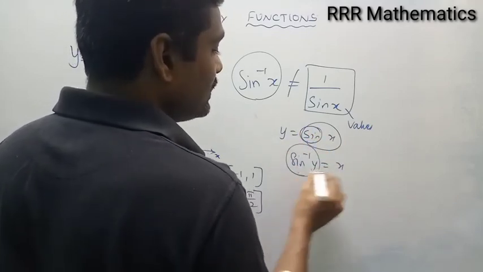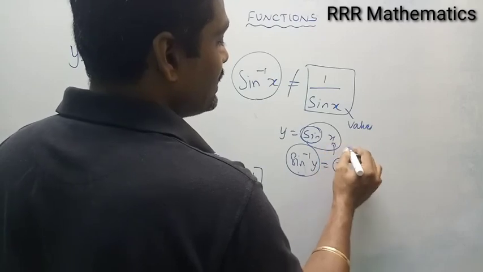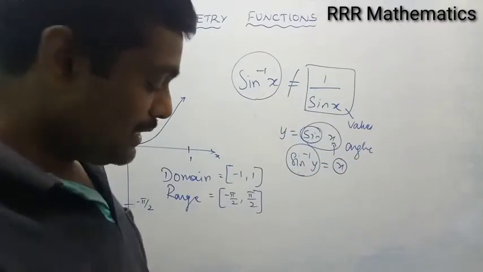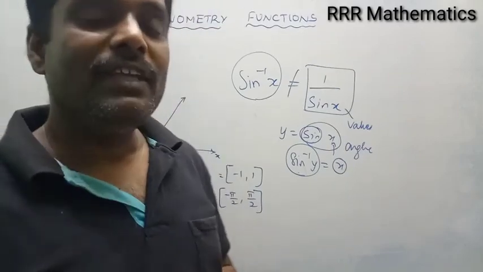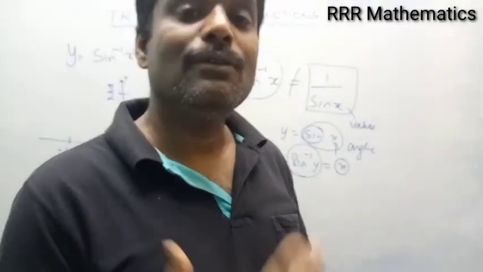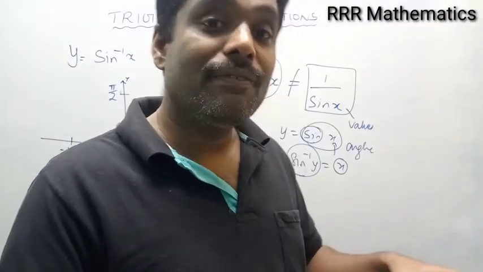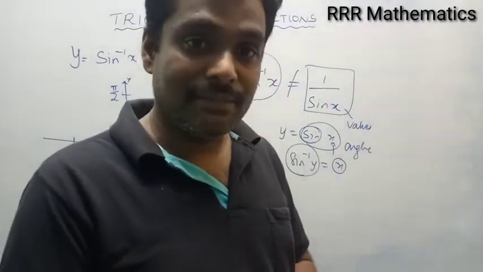So what is sine inverse x? In this case x is nothing but an angle. This is different. Many students have a doubt whether they can write sine inverse x as 1 by sine x. See, 1 by sine x is completely different from sine inverse x.